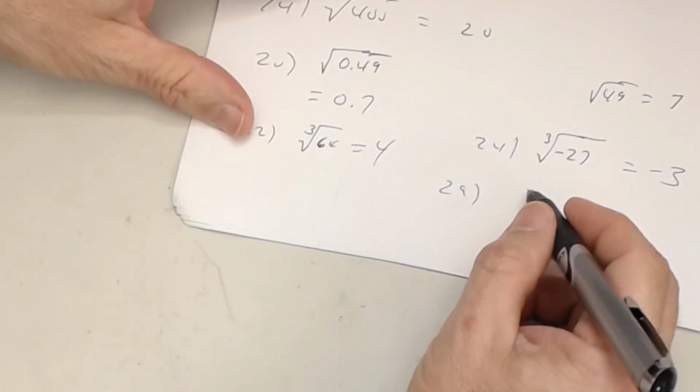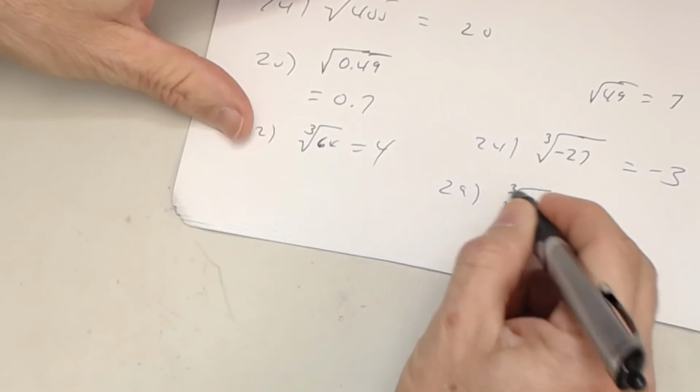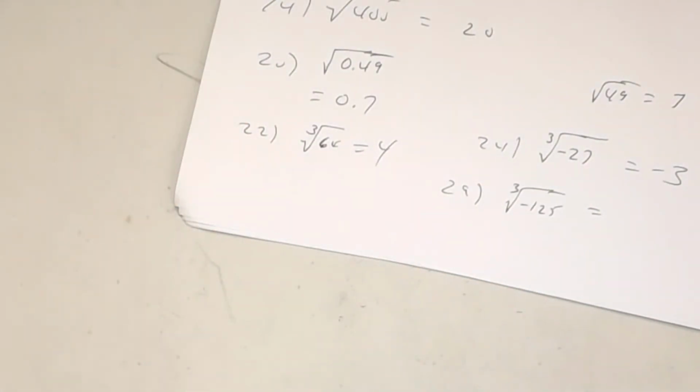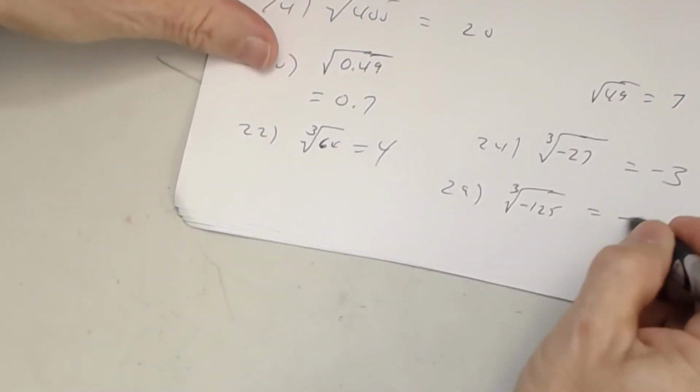What is the cube root of a negative 125? Remember, this is the easy section. You get some nice numbers. -5.